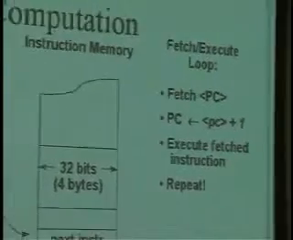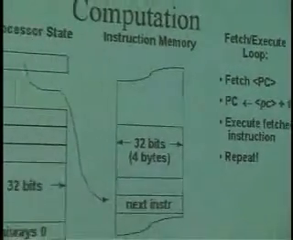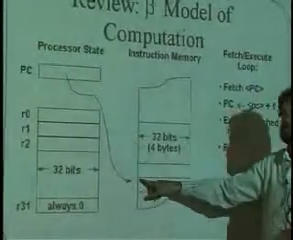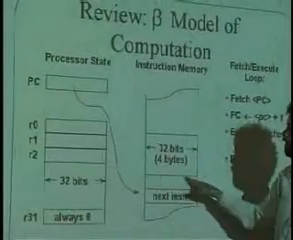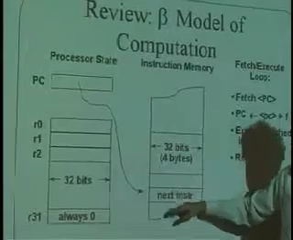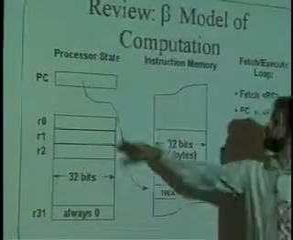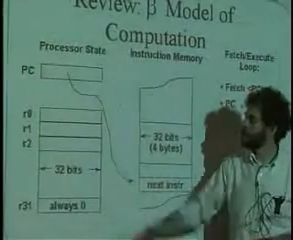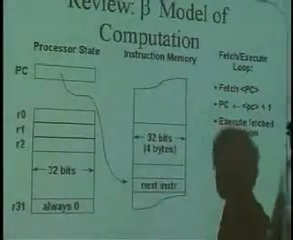We have a processor that sort of looks like this. Here's the big main memory over here on the right, and we have a program counter that points into a set of instructions that are 32 bits wide that are inside of that memory. We also have a register file starting at register 0 and going all the way through register 31, and you remember the last one is always 0.